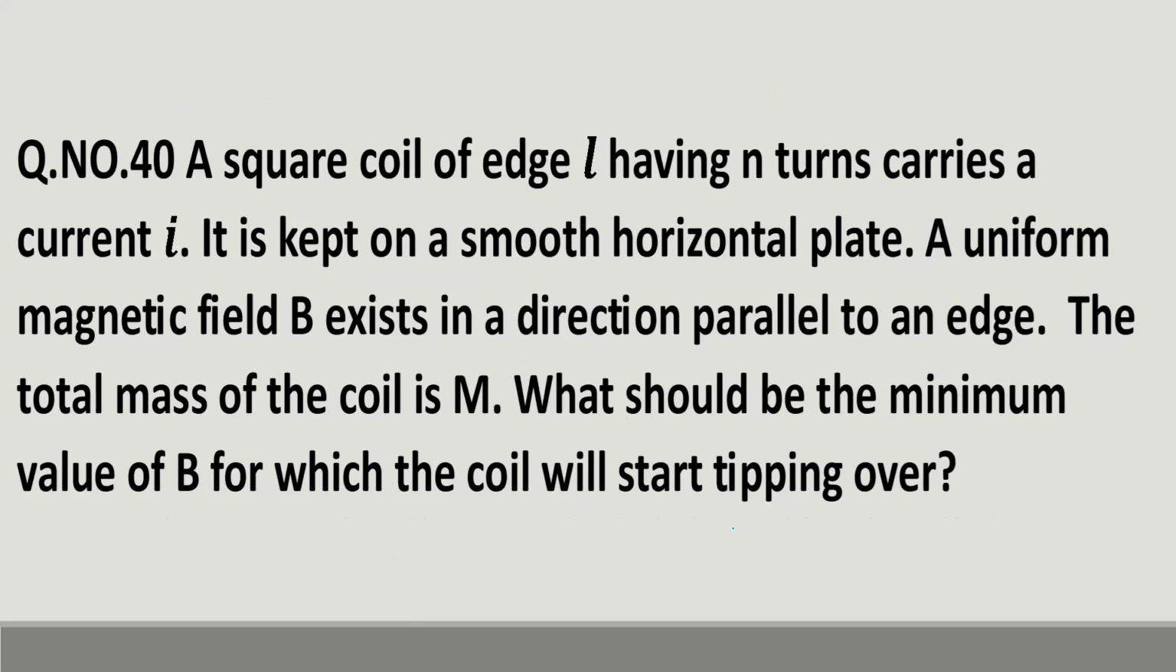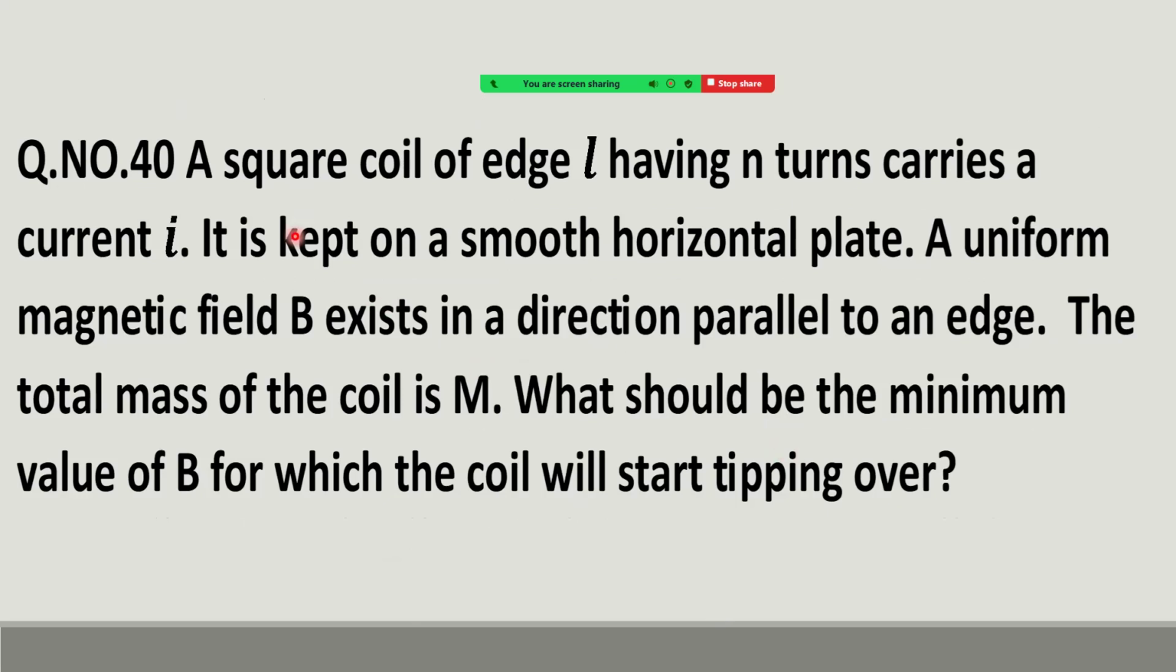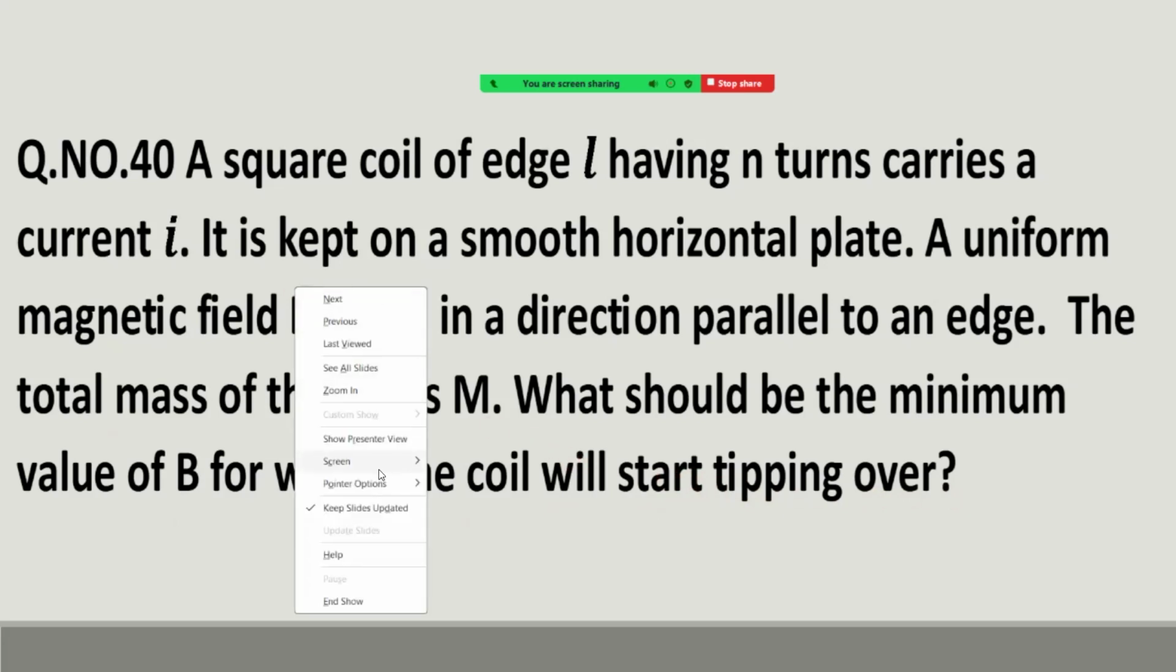Let's see the question given. A square coil of side L having n turns carries a current I. It is kept on a smooth horizontal plate. A uniform magnetic field B exists in a direction parallel to an edge. The total mass of the coil is M. What should be the minimum value of B for which the coil will start tipping over? Means it is about to rotate.